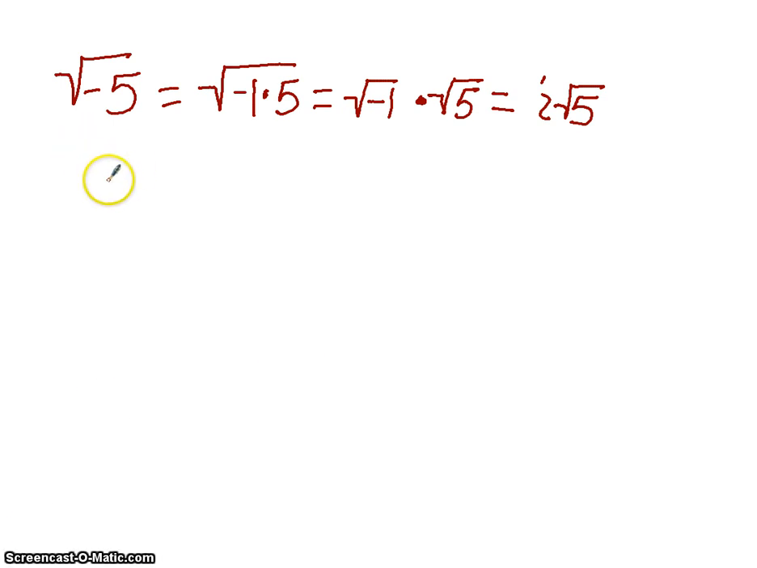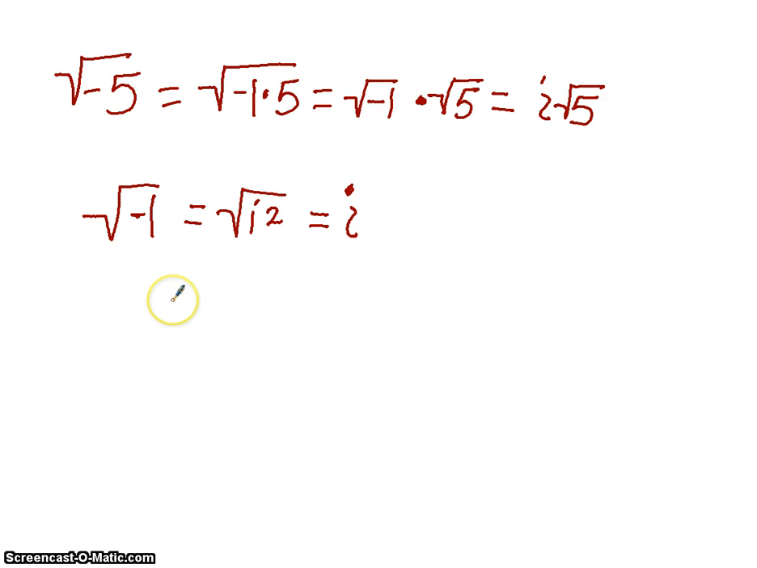Okay, let me talk a little bit about why this is. Because you will hear it said that the square root of -1 is really the square root of i squared. And the square root of i squared is what? It's just i. So make sure you understand that connection.